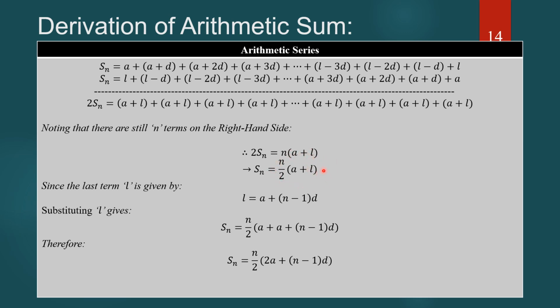So as stated previously, our L denotes the last term of the sequence, and the last term of the sequence is also expressed by a plus n minus 1 multiplied by your common difference. So if you substitute L into this expression, you get that, and that's how you basically derive your arithmetic sum. I hope it makes sense.